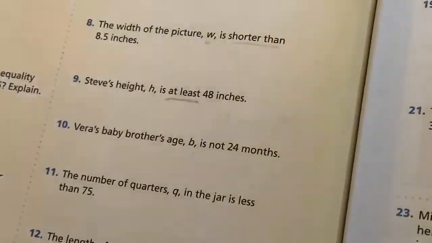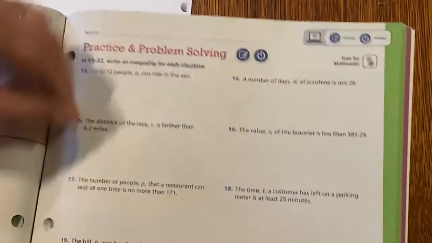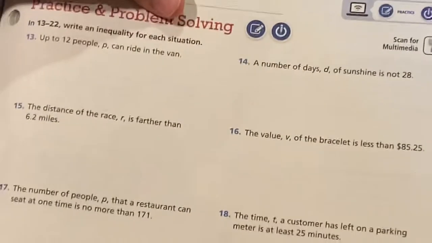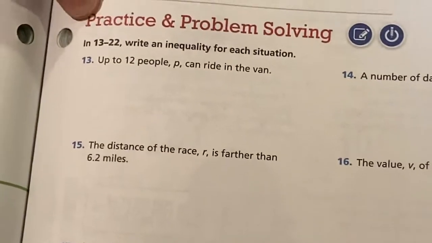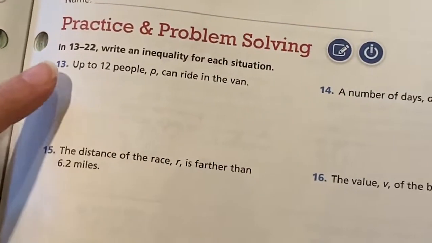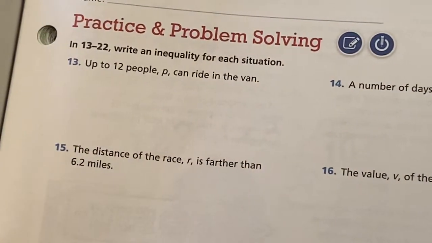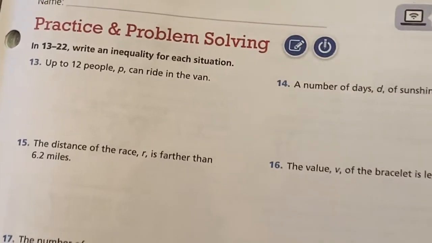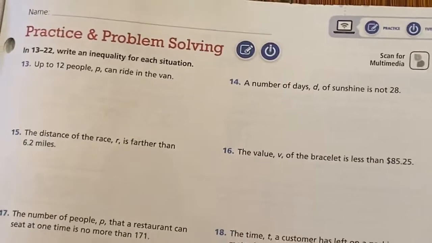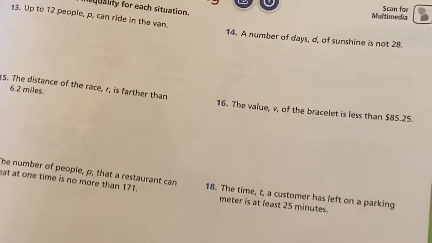Okay, good. Let's move on to page 215. So this is more writing an inequality for each situation. 13 through 22, that's all you're going to do. Read it carefully and look for words like "up to," "at least," and things like that, and figure out which inequality sign you're going to use.